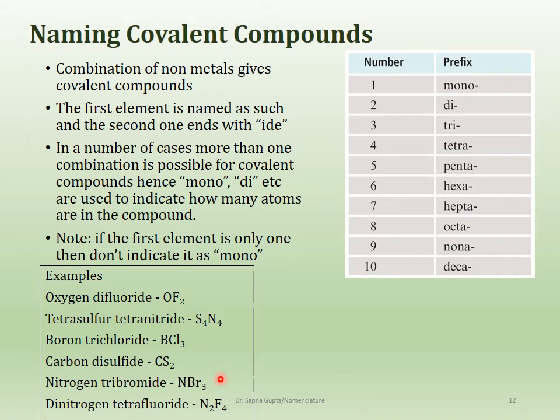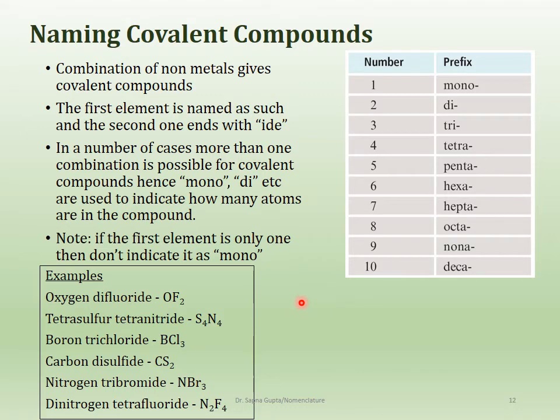The first element is never ever named as mono. So for example, oxygen difluoride is not mono oxygen difluoride. The only time you use mono is for the second element. For example, CO is carbon monoxide, and CO2 is carbon dioxide. So for the second element, you can use mono, but not for the first one. So that is covalent compounds, fairly easy to do.